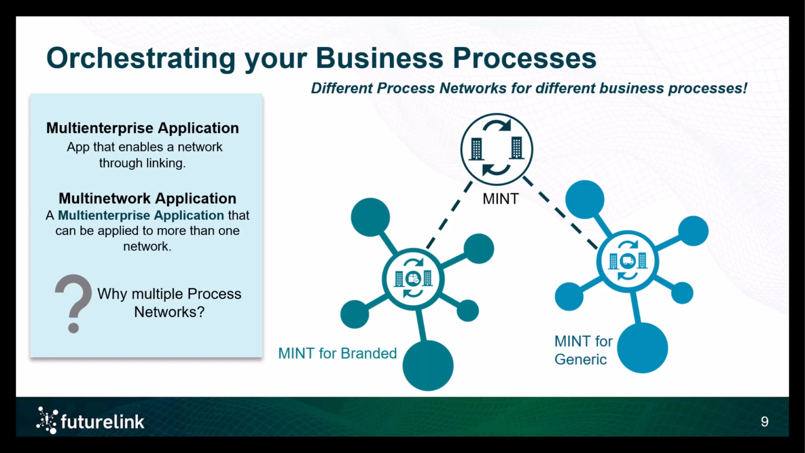Therefore, process networks allow you to link your partners like CMOs to your Mint for branded network, while you may link a different CMO to your Mint for generic network. You can exchange the appropriate transactions in the proper business context on each network. Please note that a process network can include more than one orchestration to show your full end-to-end supply chain, from manufacturing to logistics to commerce or the end customer.